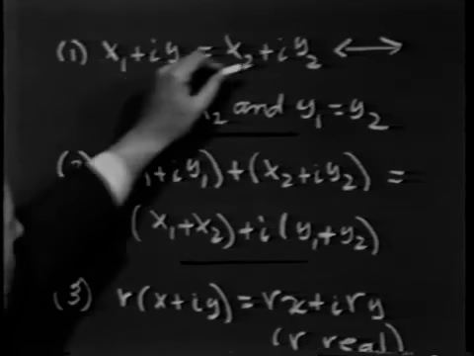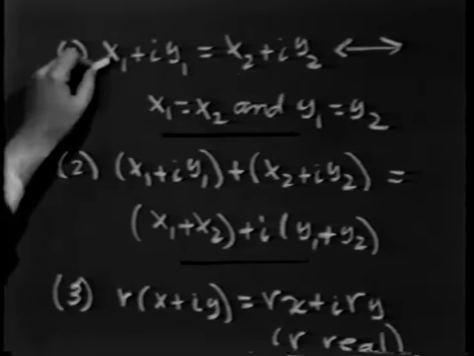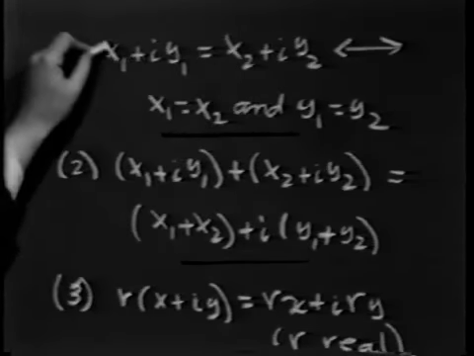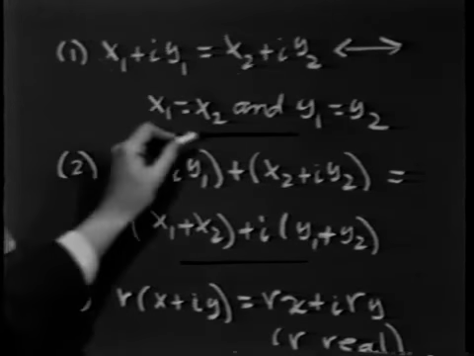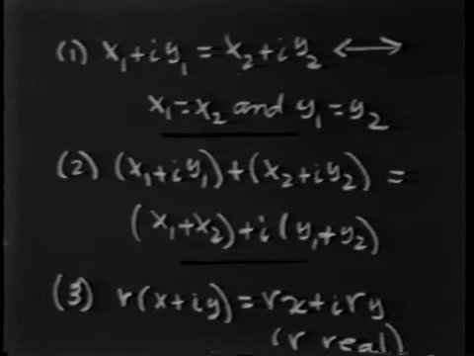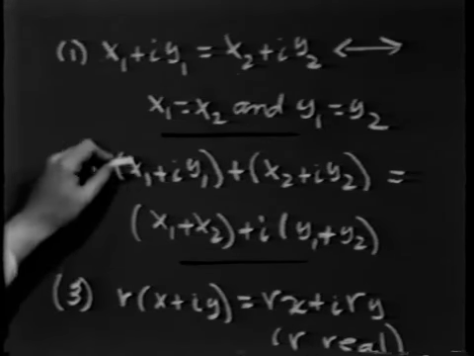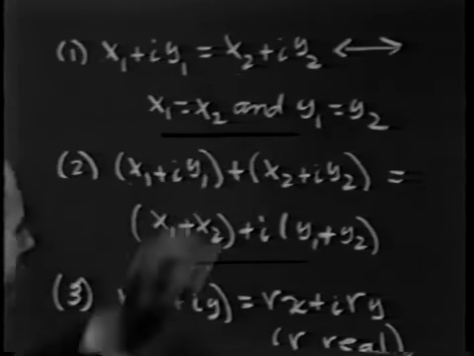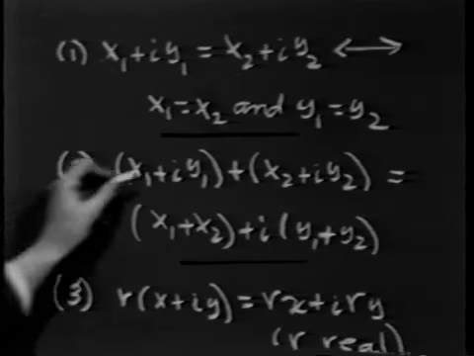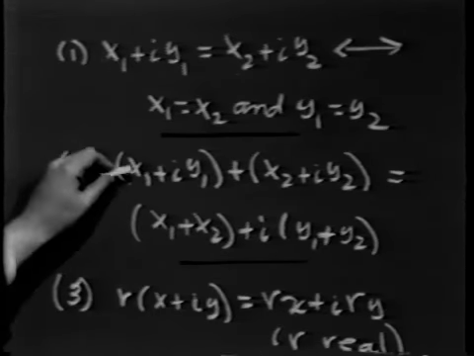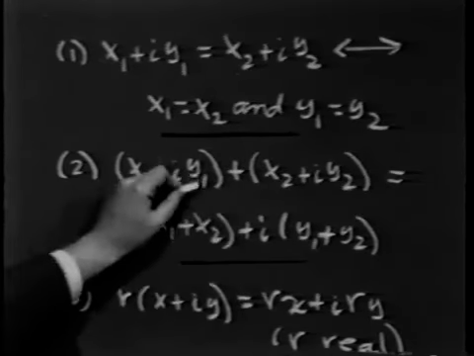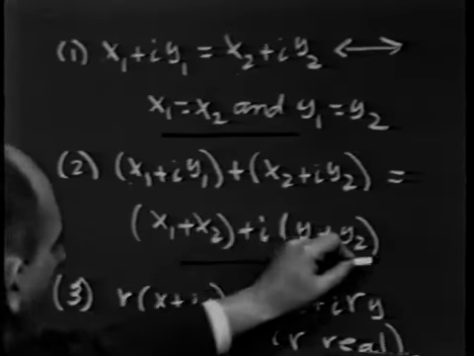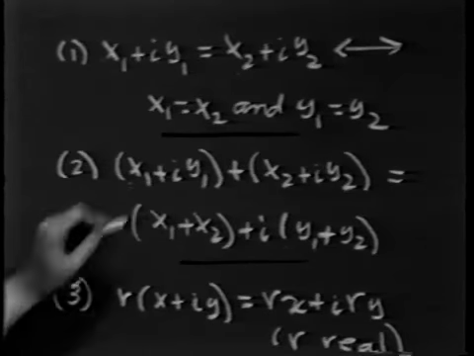What we're saying is we define equality for complex numbers to be that two complex numbers are equal if and only if their real parts are equal and their imaginary parts are equal. Secondly, we agree to add two complex numbers, component by component, so to speak. In other words, to add two complex numbers, we add the two real parts and we add the two imaginary parts. Okay? That's all this says.